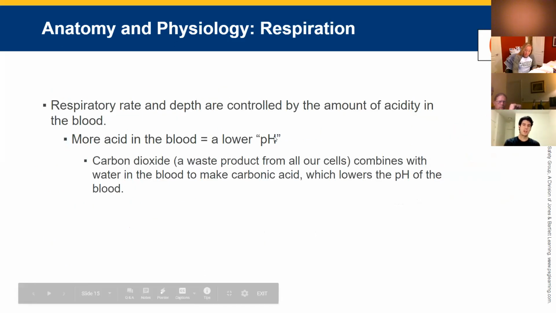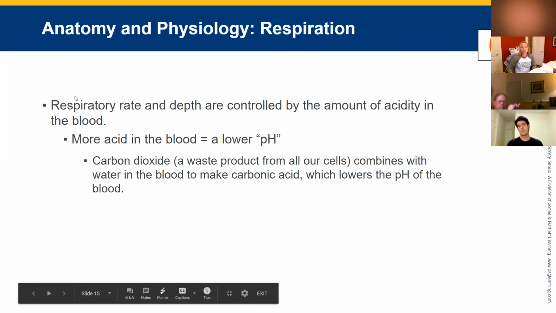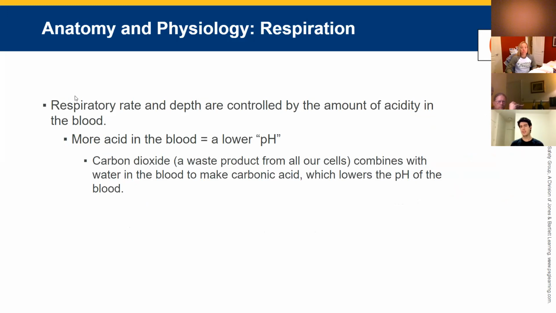So respiratory rate and depth are controlled by the amount of acidity in your blood. So your blood has an approximate pH or acidity. I would imagine we've heard of pH in chemistry class. What pH means is just how acidic something is. And the blood pH ranges from about 7.3 to 7.4 in there. That means it's almost neutral. A pH of 7 is neutral, like pure water has a pH of 7. So blood is almost neutral pH, which makes sense. It's not going to be acidic, it's not going to be basic.